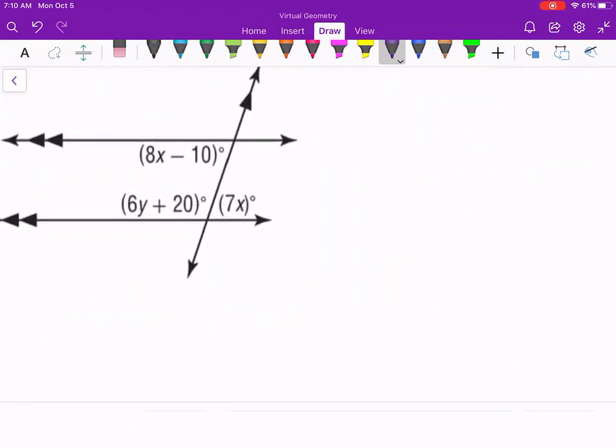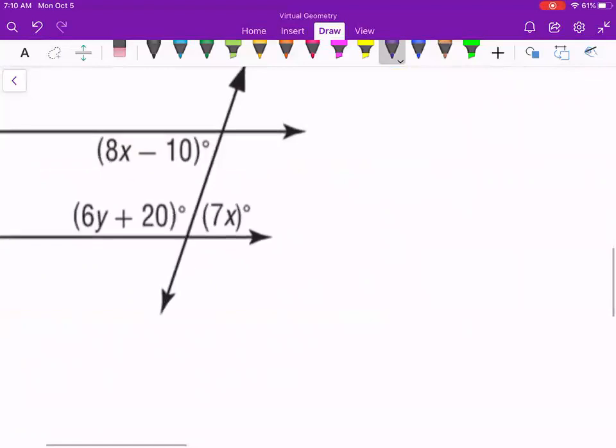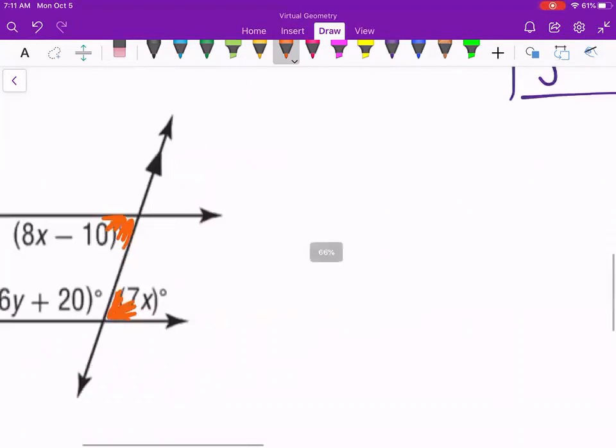All right, this time we don't have any given angle values, just like the last two. But again, I want to see where do I have a relationship that I can go ahead and solve. All right, so if I look at the 8x minus 10 and the 6y plus 20, I don't know what either of the variables are yet, so I can't use those two. But I do have a relationship that I can set up between 8x minus 10 and the 7x. These are alternate interiors, and they're supposed to be congruent, so I can solve that.